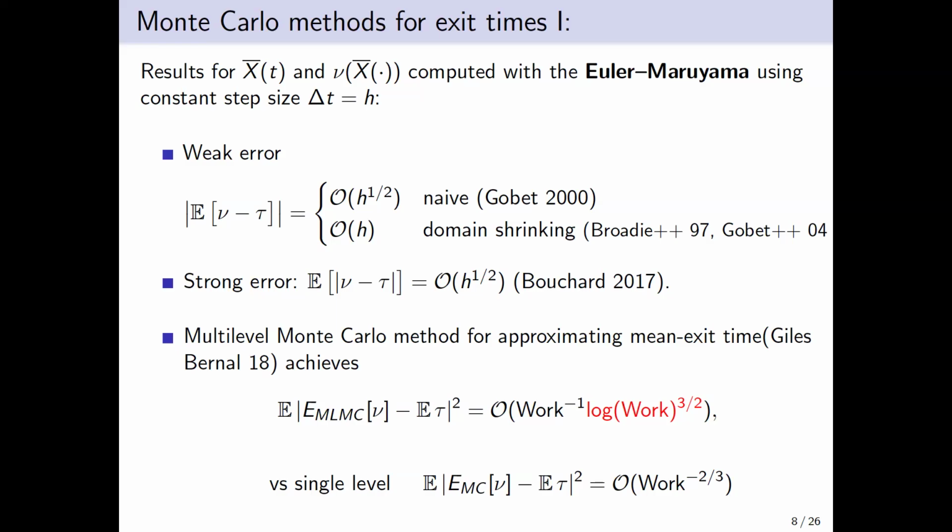Right. When it comes to the strong error with uniform time step, it's order 1/2. So this means that if you employ a multilevel Monte Carlo method, you are not going to be in the optimal regime, which would be that the mean square error decays like work to the -1, but you have some additional log terms. Actually, you need some additional tricks in order to achieve this. But our adaptive method can actually remove this log term. So this is the improvement in one sense.